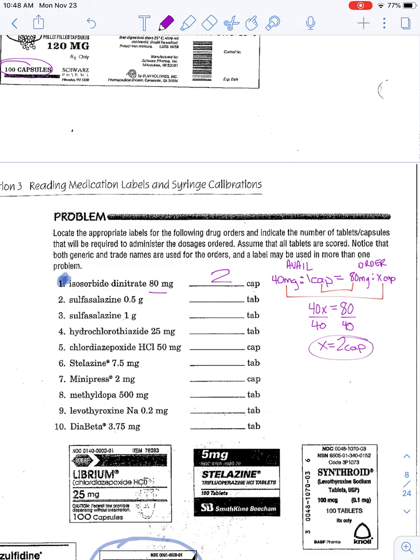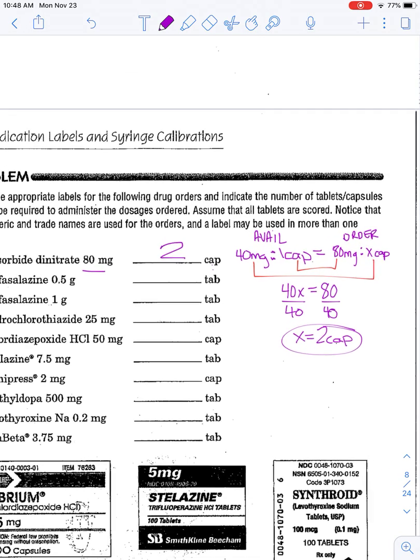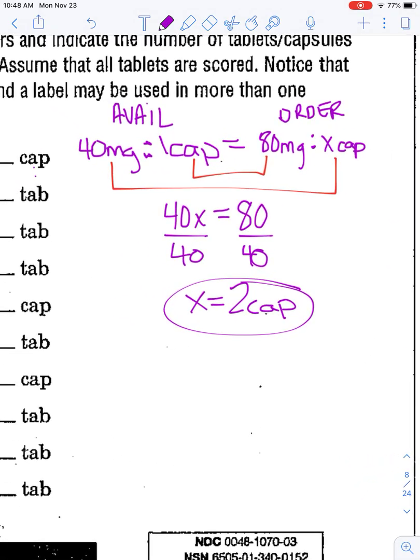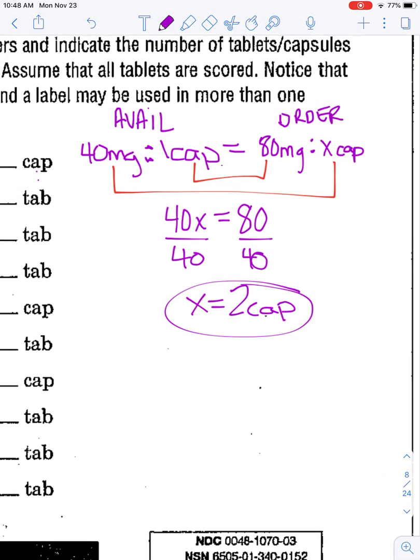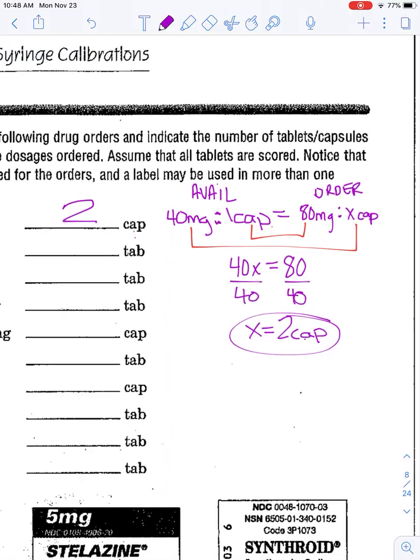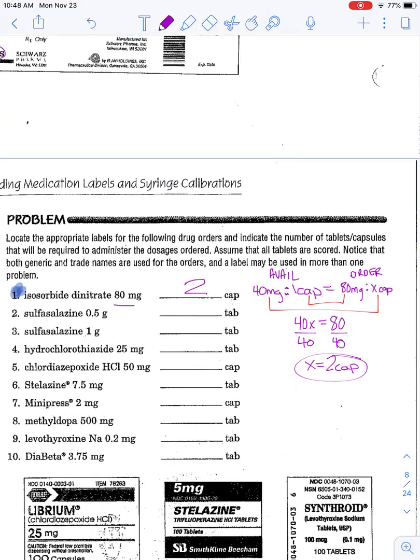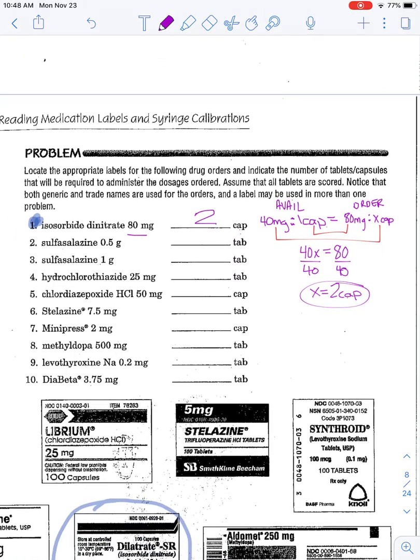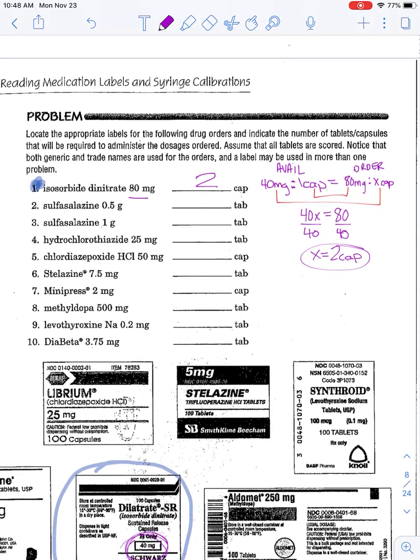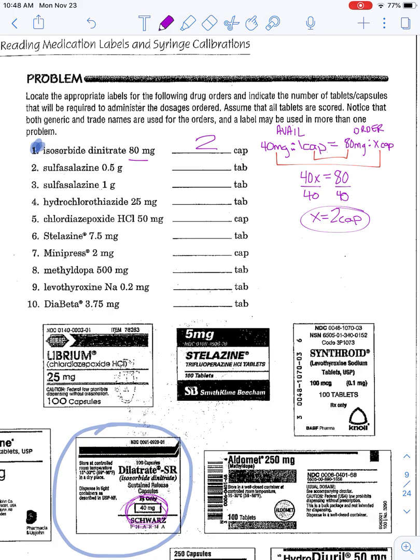And remember that before you multiply, you would make sure that your units matched. Like in this one, they were both milligrams. If they were not both milligrams, then we would have to do a conversion before we did the outsides and the insides. Right? So I just wanted to refresh your memory of what we did last week.